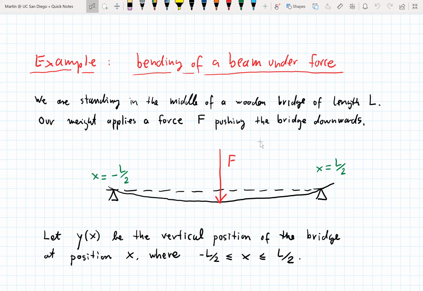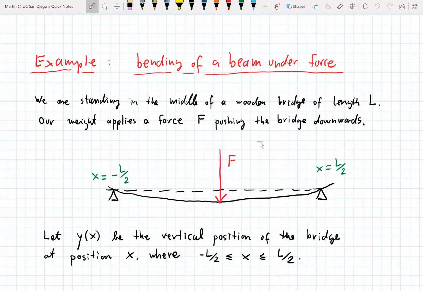And then let's say that we set up a coordinate system. The left end of the bridge has position x equal minus L over 2, and the right end of the bridge has position x equal L over 2. As we stand right in the middle of the bridge, our weight applies a force F that is proportional to our body mass, and that is pushing the bridge downwards. And as we're standing in the middle of the bridge, we are contemplating, okay, what is the vertical displacement of the bridge due to our force?